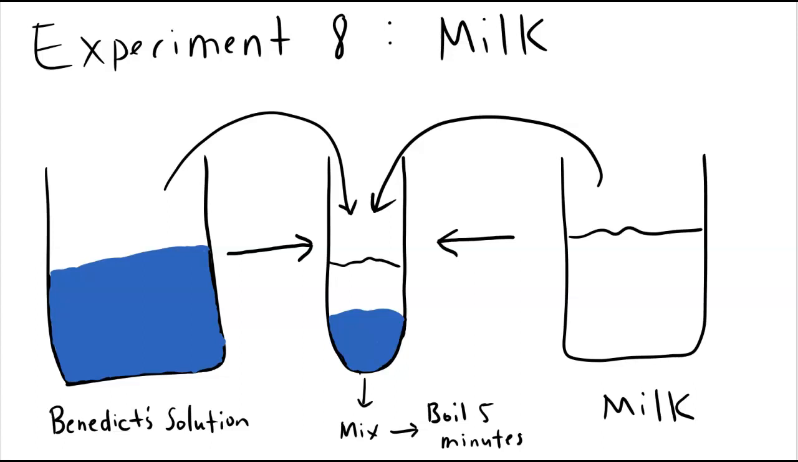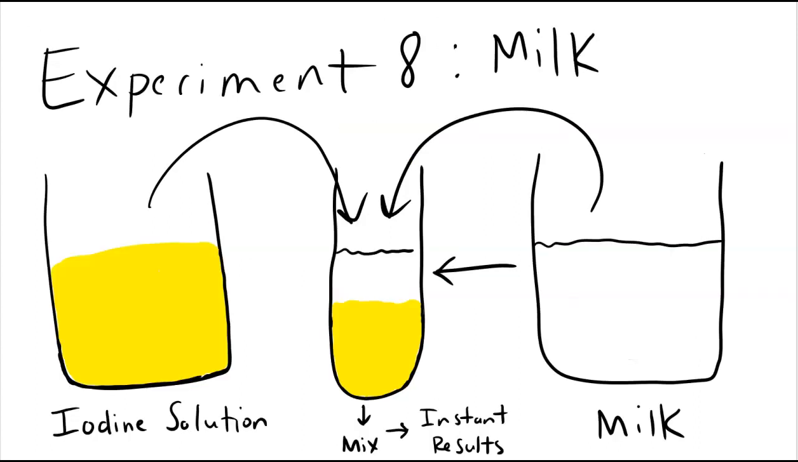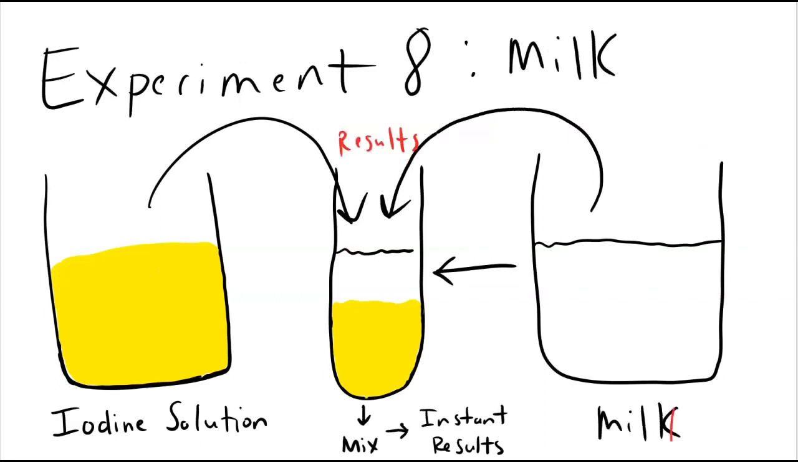And when we do the Benedict's test on milk, we get a positive result. So milk tests positive in the Benedict's. But when we run milk through the iodine test, it remains yellow. Okay, and we see here, interestingly enough, that it's actually separated from itself. But that's not necessarily an important result.